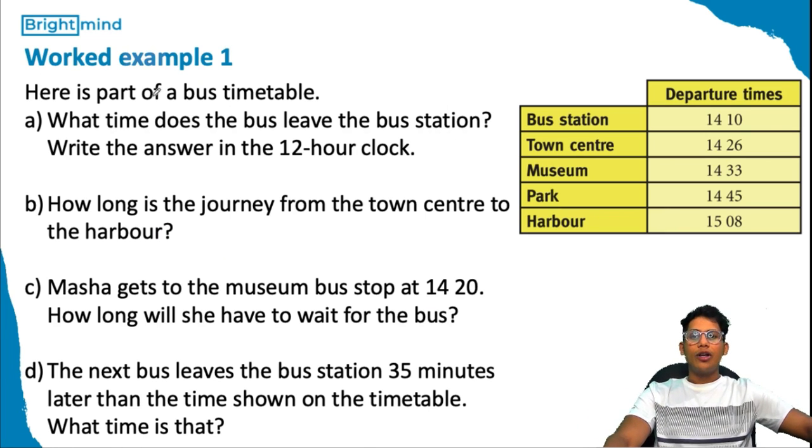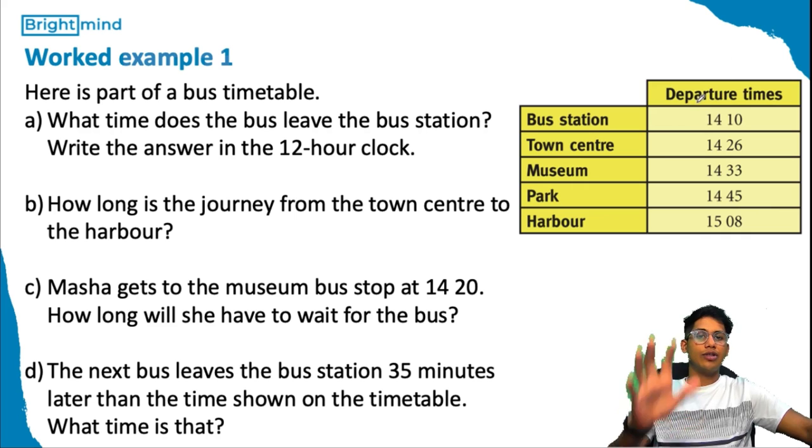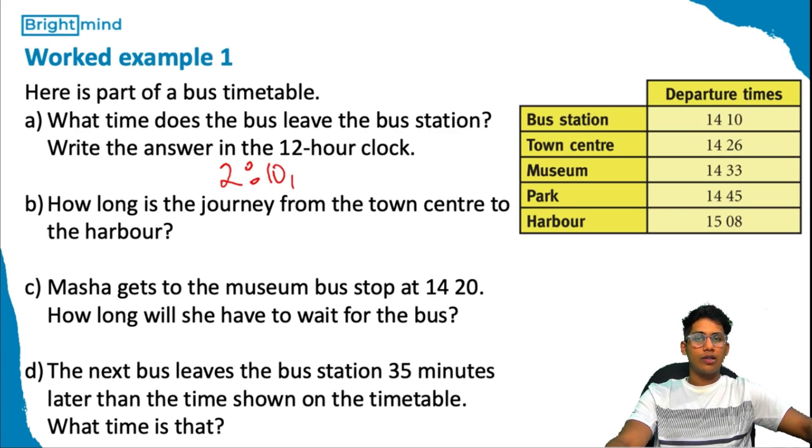timetables work. So, what time does the bus leave the bus station? Write the answer in the 12-hour clock format. We know that it leaves the bus station at 14:10. Departure basically means the time it leaves. Arrival means the time that you reach there, and departure means the time you leave. So at the bus station, you leave at 14:10. We know that this is a PM value. If we just do 14 minus 12, we get 2. So the answer would actually be 2:10 p.m.